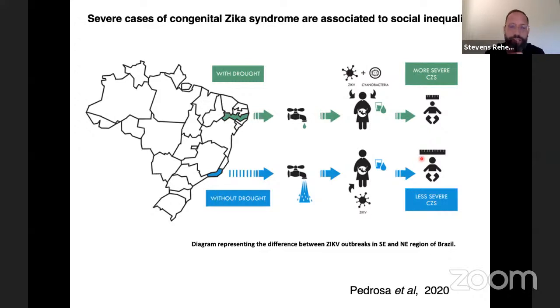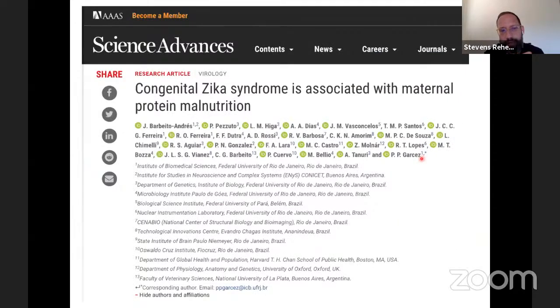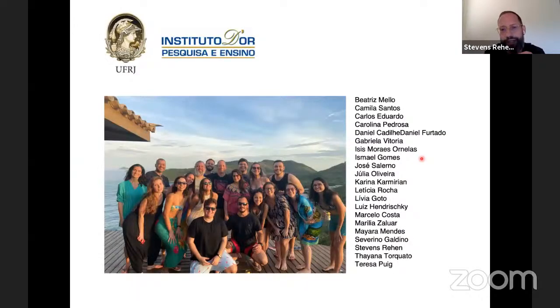Of course, this is not the only cause of these brain malformations, but we believe that this is one of the most important cofactors for the congenital syndrome caused by Zika in humans. Another cofactor, for example, is malnutrition. This work was developed by other colleagues in Brazil, Argentina and the UK, showing that protein malnutrition is also associated with congenital Zika syndrome. This work was headed by Patricia as well. So with that, I finished my presentation.